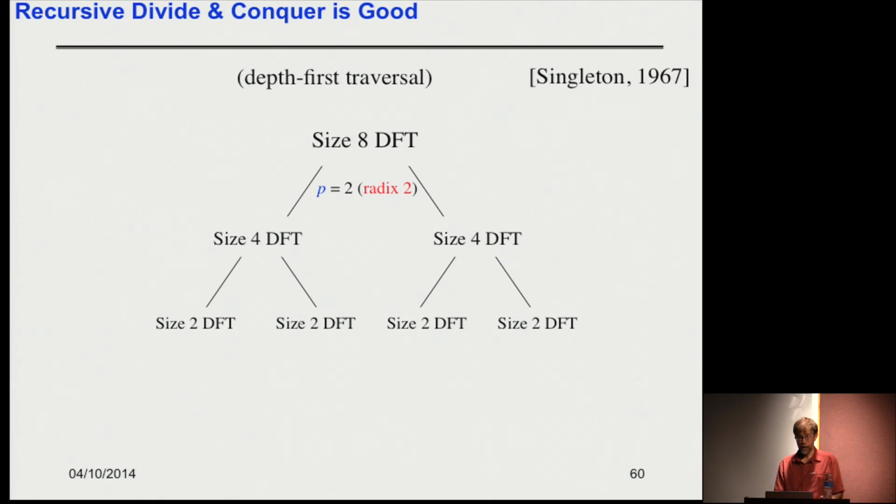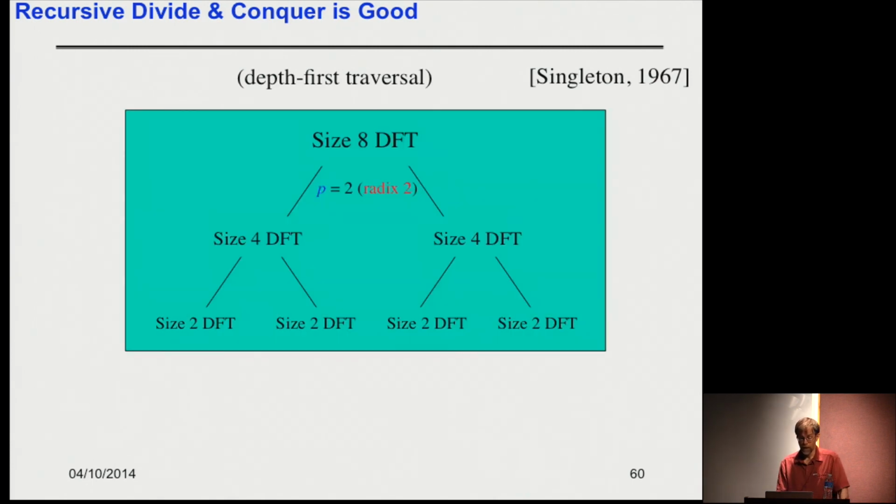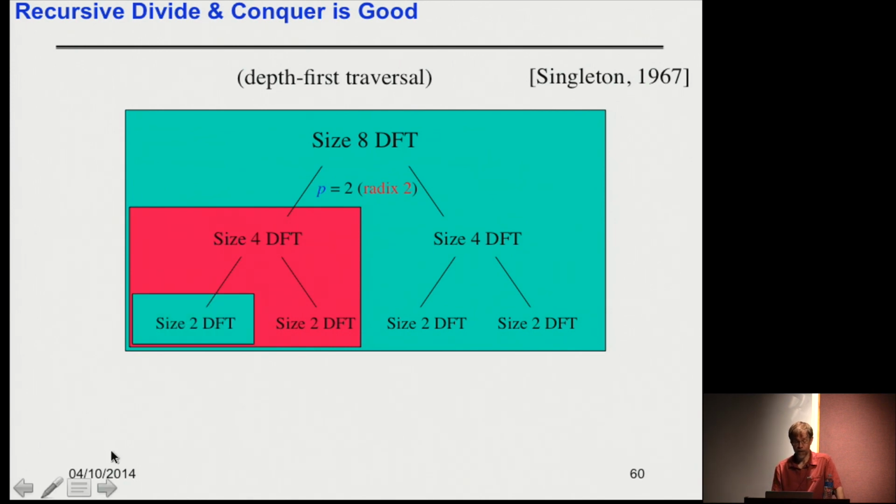And so what they're going to do is divide and conquer, and they're going to do a depth first traversal. So they'll call FFT at the top. Then that will call the size 4 one. That will call the size 2 one. And you'll automatically have all of this stuff living in cache, and you don't have to know how big the cache is. So that is the magic when cache-oblivious algorithms work well.